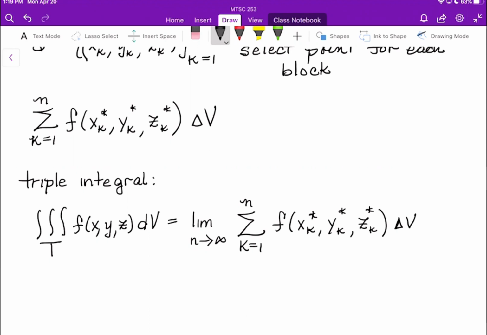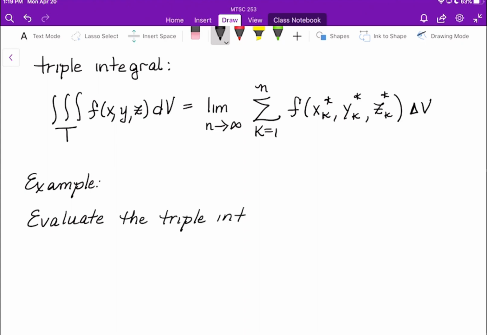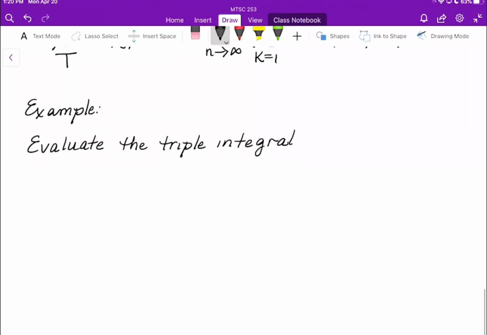So for example, we want to evaluate the triple integral over T of x y sine of yz dV.